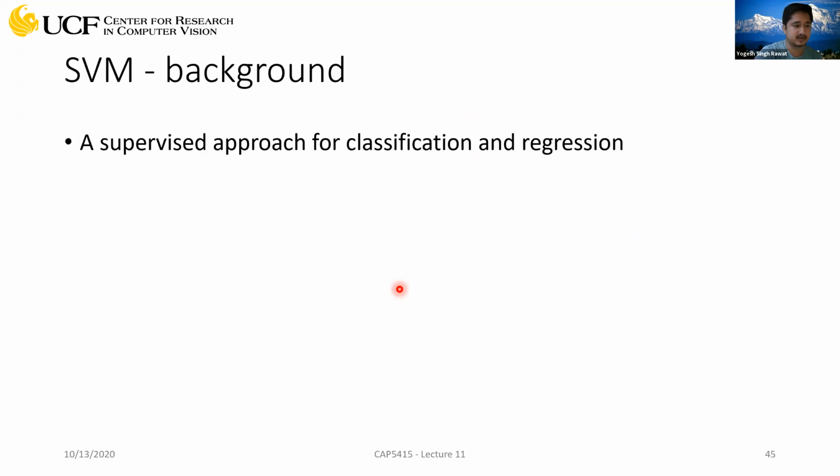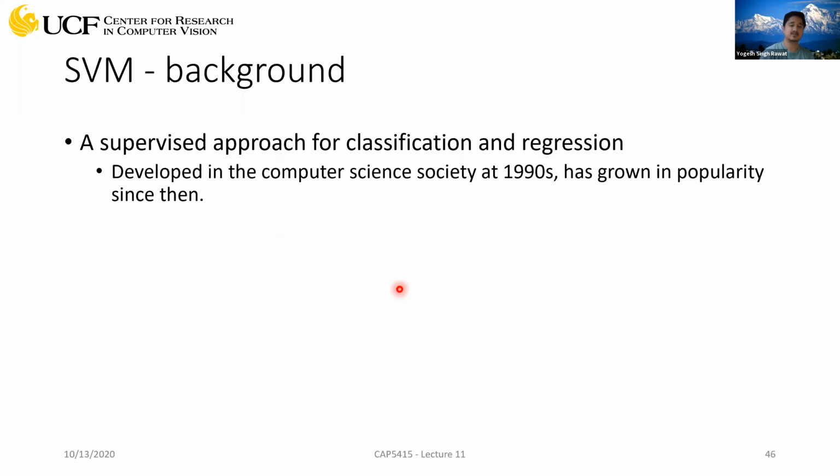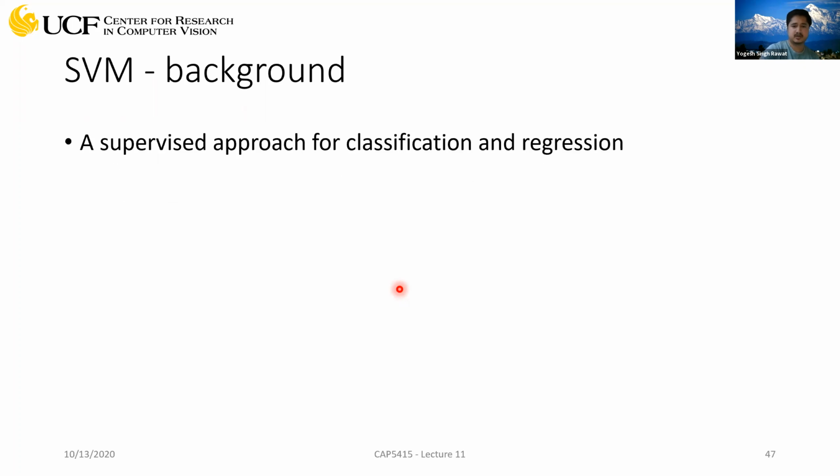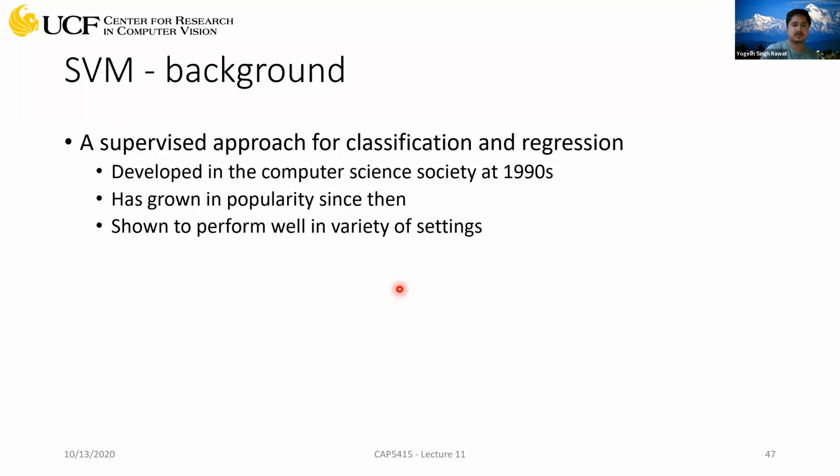So let's see what else we can cover in this topic. The background is that it's a very general approach for classification problems. It's also used for regression. It was developed around the 1990s, and it has grown in popularity. It works well for most scenarios.